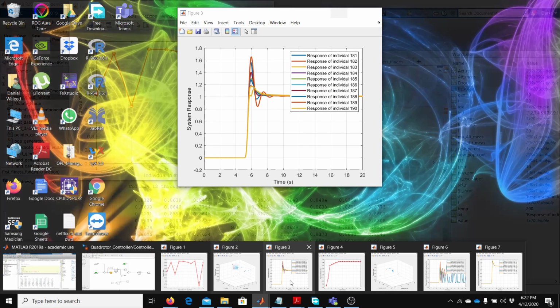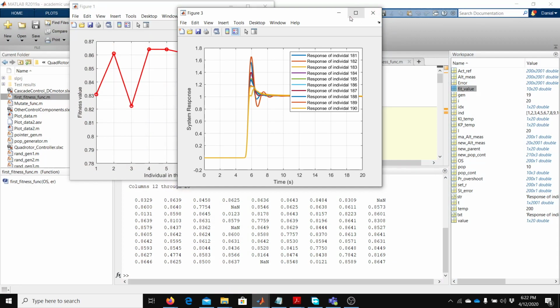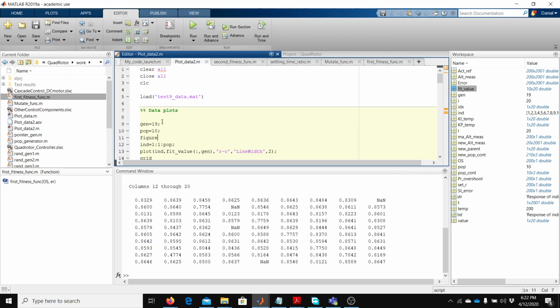The third graph over here is the response of each individual in the last generation. So this is generation number 19, which is the last generation that has been mutated. We ran the system for 20 iterations, and the last generation is generation number 19, because the first generation was just a starting one. And well, actually this is generation number 20. Sorry, this is generation number 20.